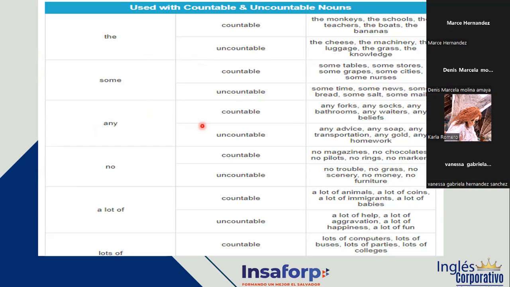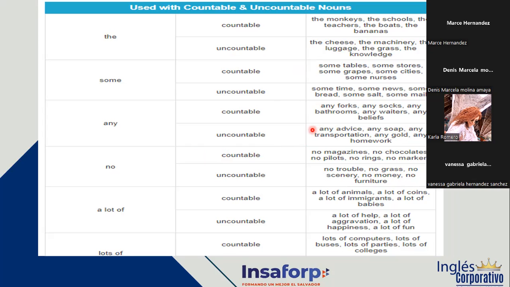Carla, any countable, any forks, any socks, any bathrooms, any waters? Oh, no, Billy. Sorry. Any beliefs? Beliefs, okay. What is beliefs? Beliefs, creencias. Carla, you're still with the uncountables. Let's go, Carla. Any advice, any soap, any transportation, any goal, any homework.